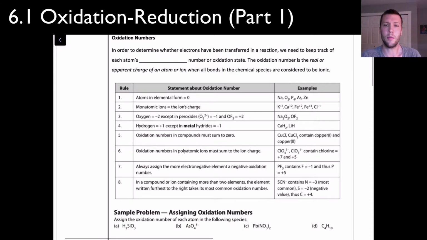In order to determine whether a reaction has involved the transfer of electrons, we need to keep track of each atom's oxidation number or oxidation state. The oxidation number is just the real or apparent charge of an atom or ion if all the bonds in the chemical species were considered to be ionic. Now it sounds a little bit complicated, it's not. So let's look at some of these rules here.